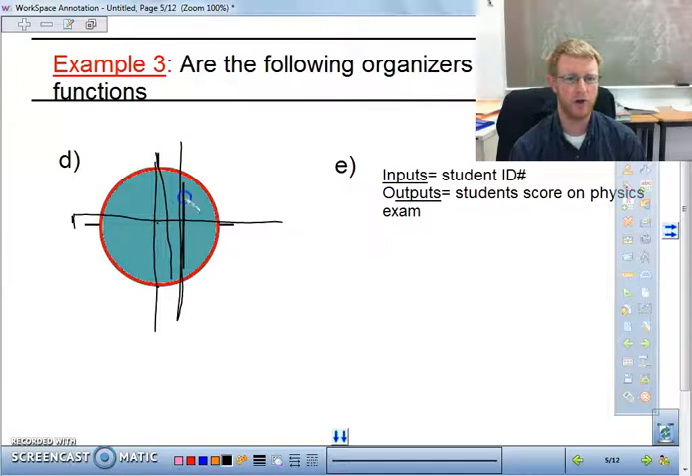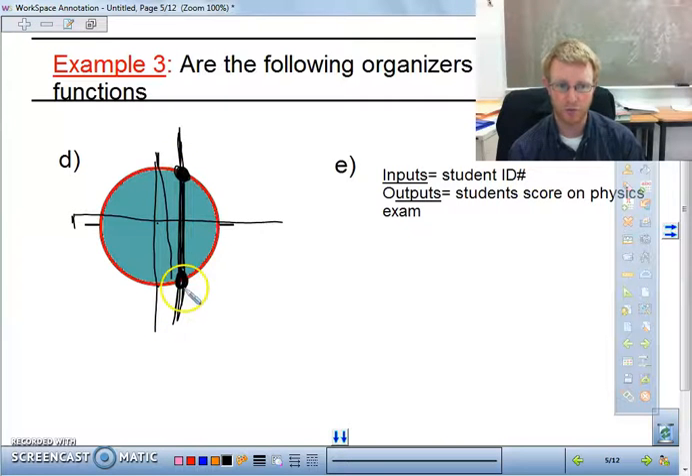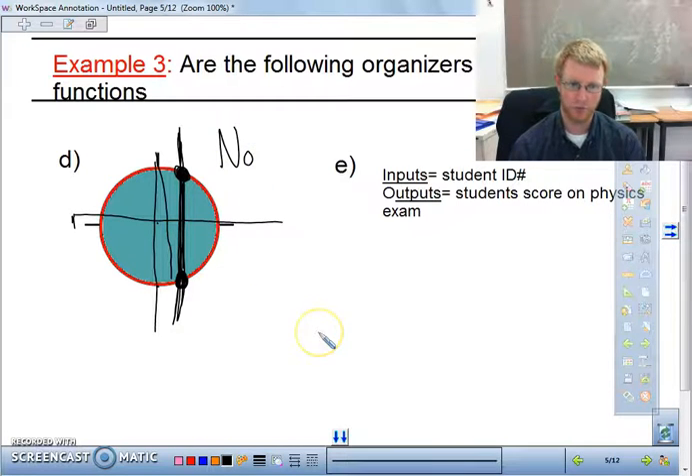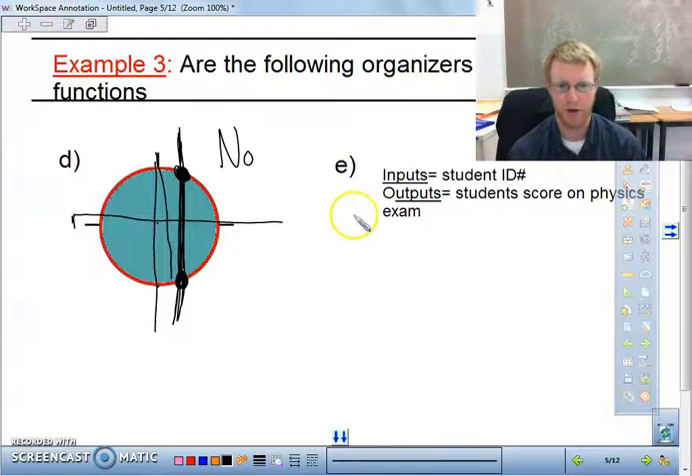Now again, look at our circle. There's our vertical line. Is it going through more than one point? We have a point that it's going through here, and we have a point that it's going through here. So because it's going through more than one y value, our vertical line is the one input value, and it's going through multiple points. So no, this is not a function, because it's going through multiple points for each input, giving us multiple outputs.